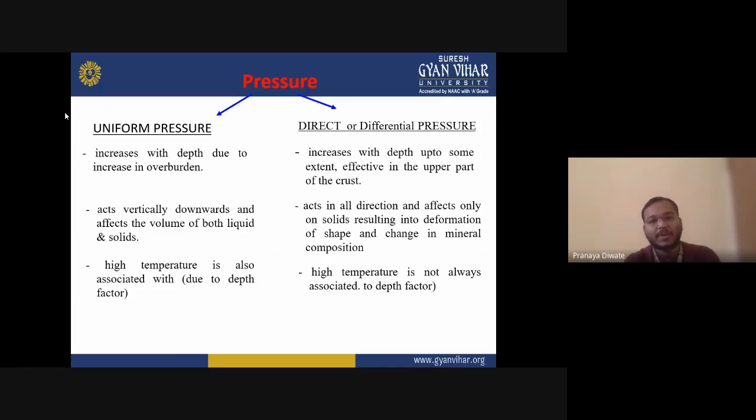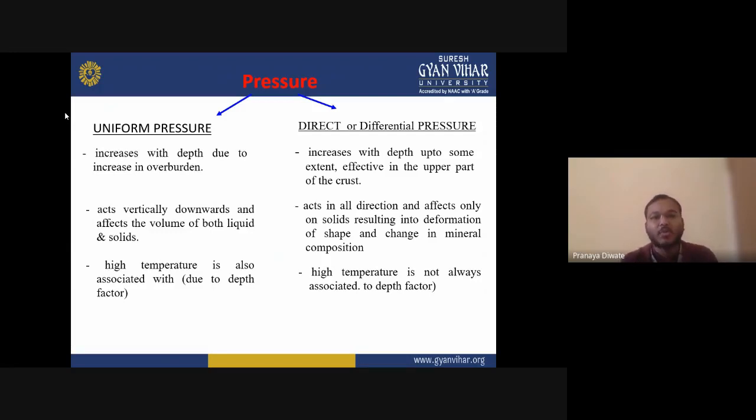You have two different kinds of pressure: uniform pressure and direct or differential pressure. What is uniform pressure? Uniform pressure increases with depth due to the increase in overburden. Direct or differential pressure increases with depth up to some extent and is effective in the upper part of the crust.